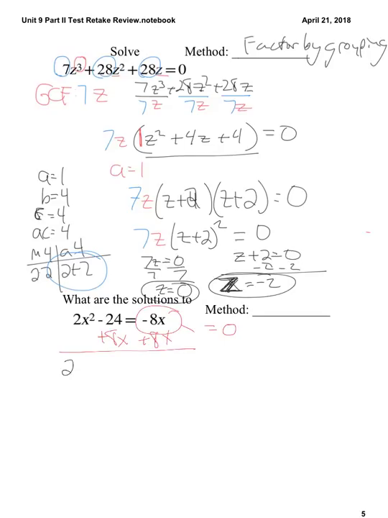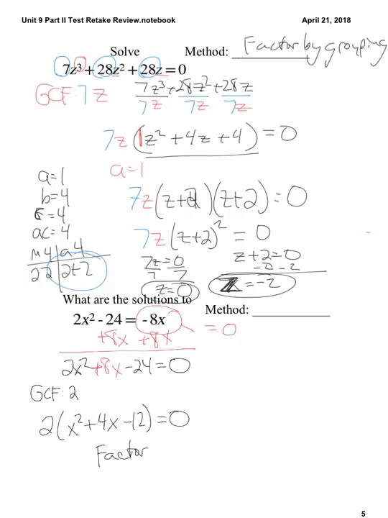So we will end up with 2x squared plus 8x minus 24, and that's equal to 0. Here to solve this problem, I'm going to take a look at it, and I notice that I have a GCF of 2. I'm going to factor it out. So I'm going to get 2 times x squared plus 4x minus 12 is equal to 0. I'm not going to complete this example, but I will tell you this is a great place where you can solve this by factoring by grouping.